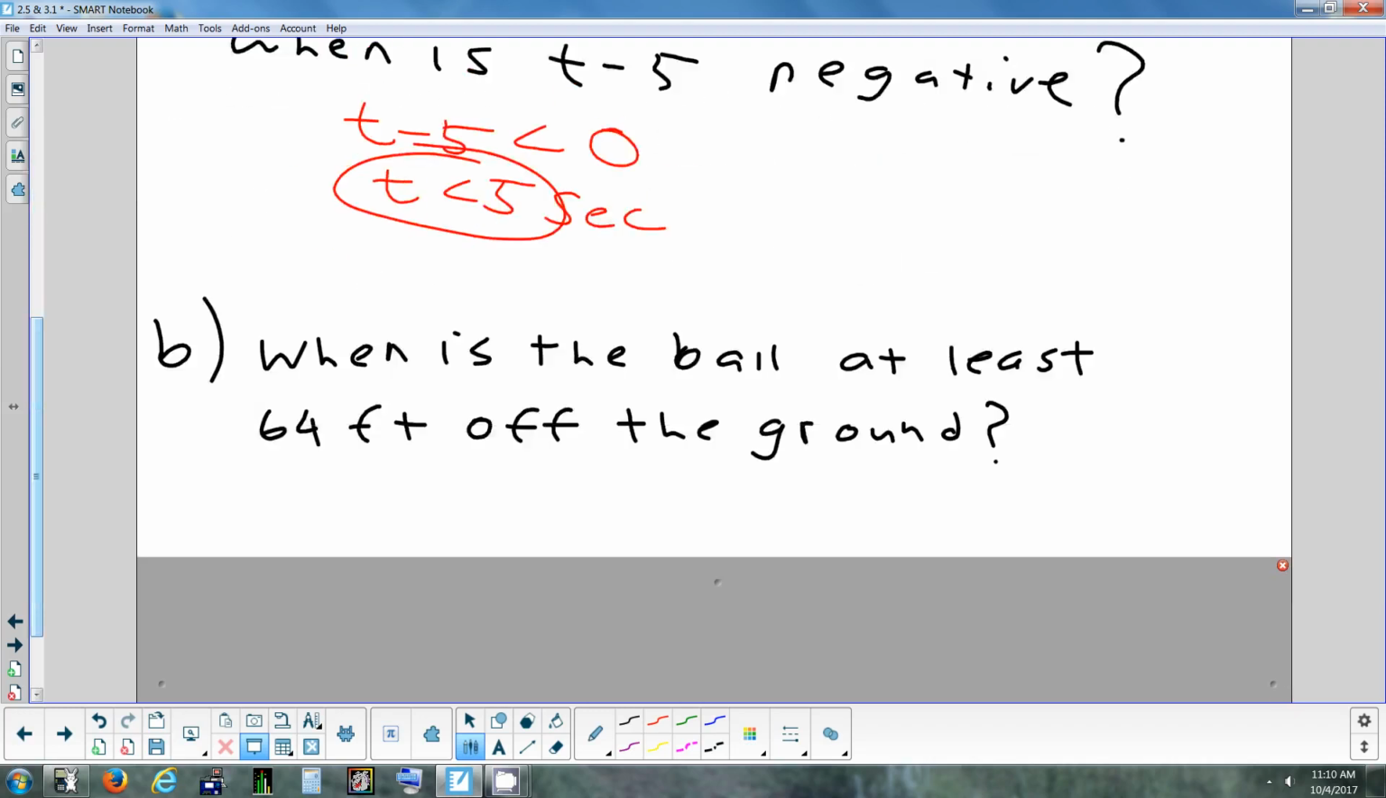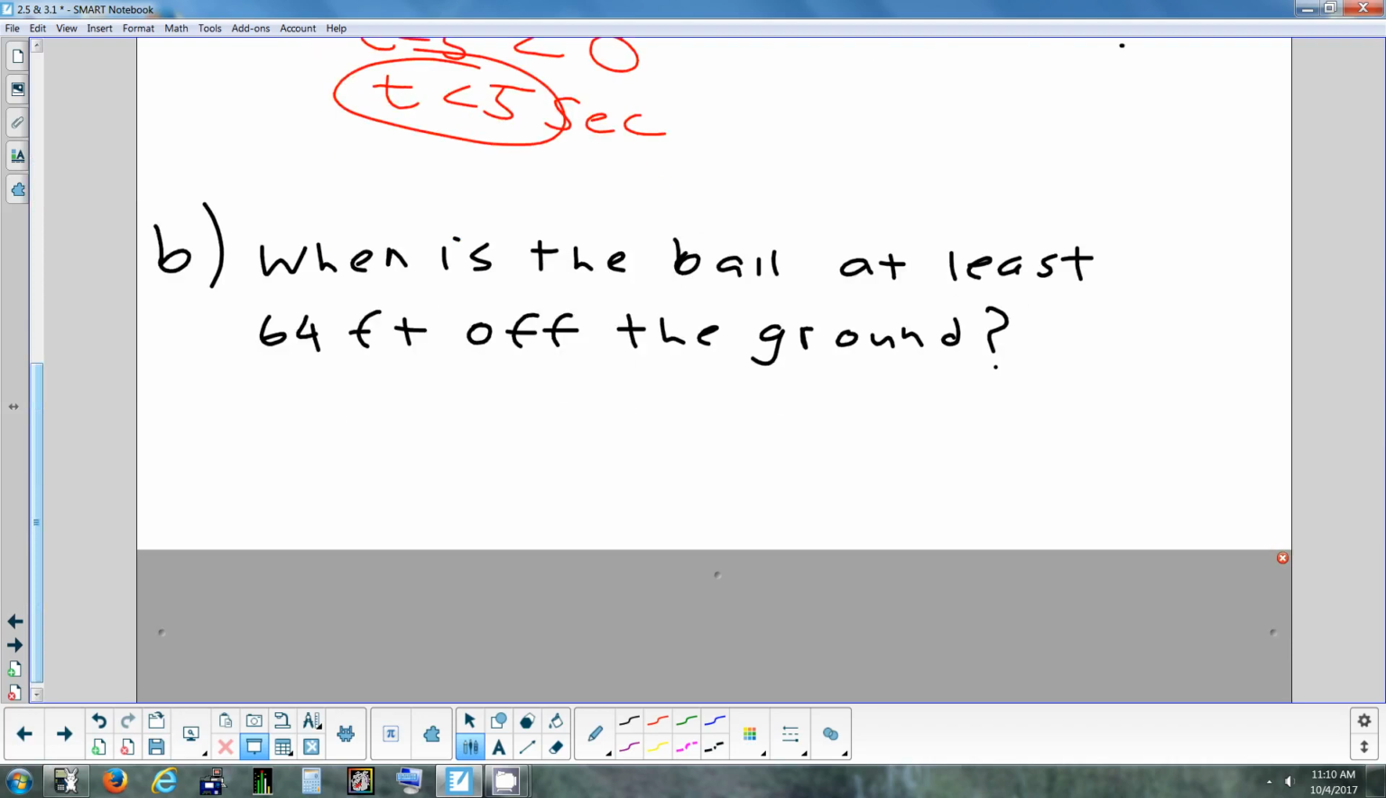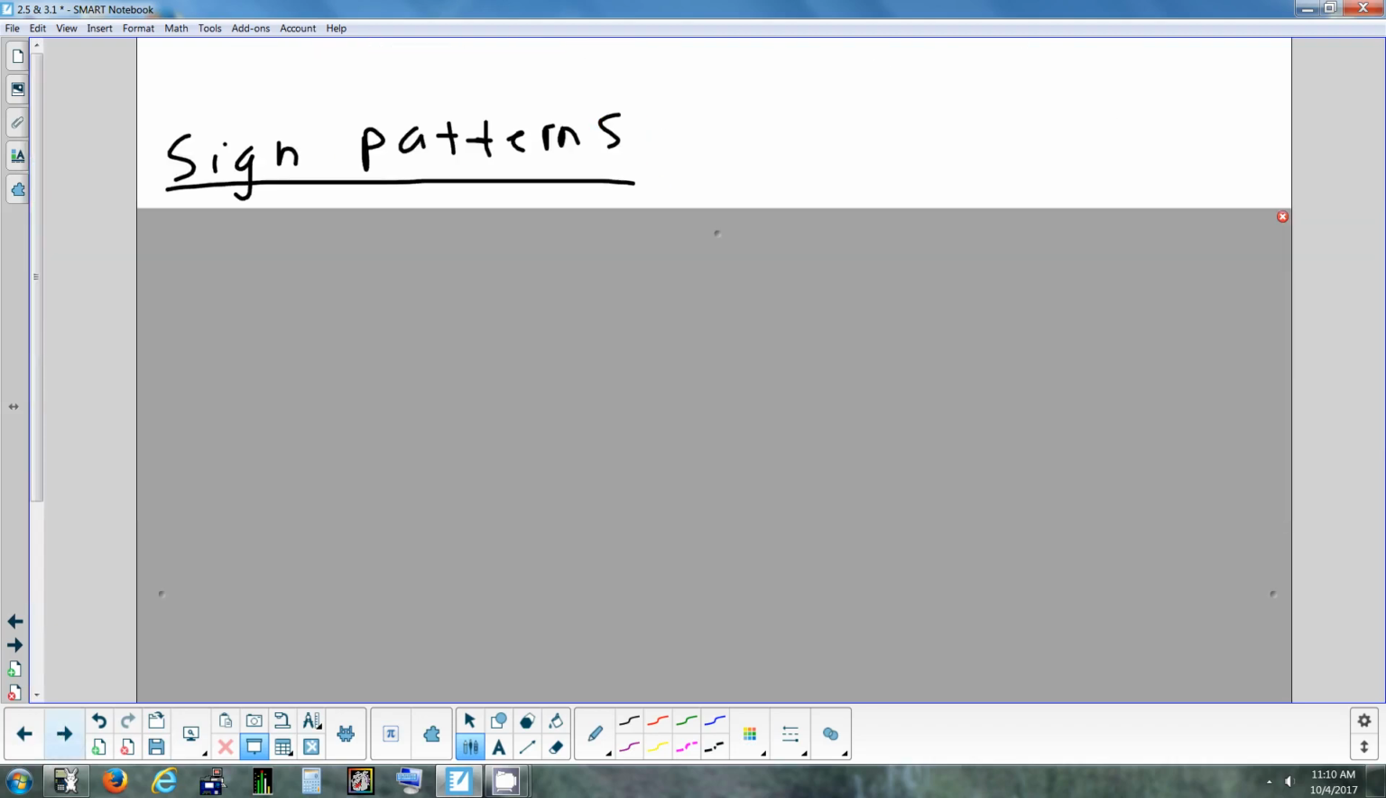This question I'm going to hold off on. It's the question we just answered graphically. I was going to do it algebraically, but I'm going to show you something first that will help you with that. Okay? And it's called a sign pattern.